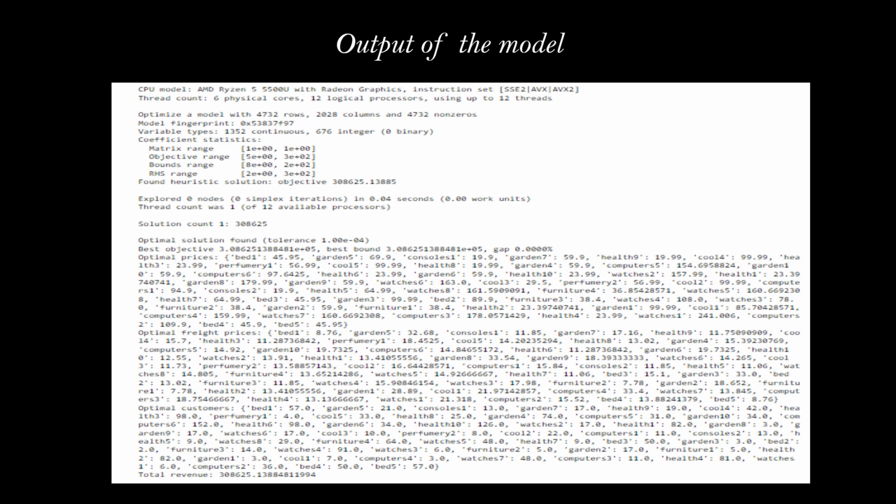So this is the output we got. In the output you can see the optimal prices for each of the products, like bed 1, garden 5, and the console, etc. Similarly, at the bottom you can see the optimal freight prices for each of the products, and the optimal customers at the bottom of the page. So this is the basic output of the mathematical model we explained before, which we ran in Python using the Gurobi package.